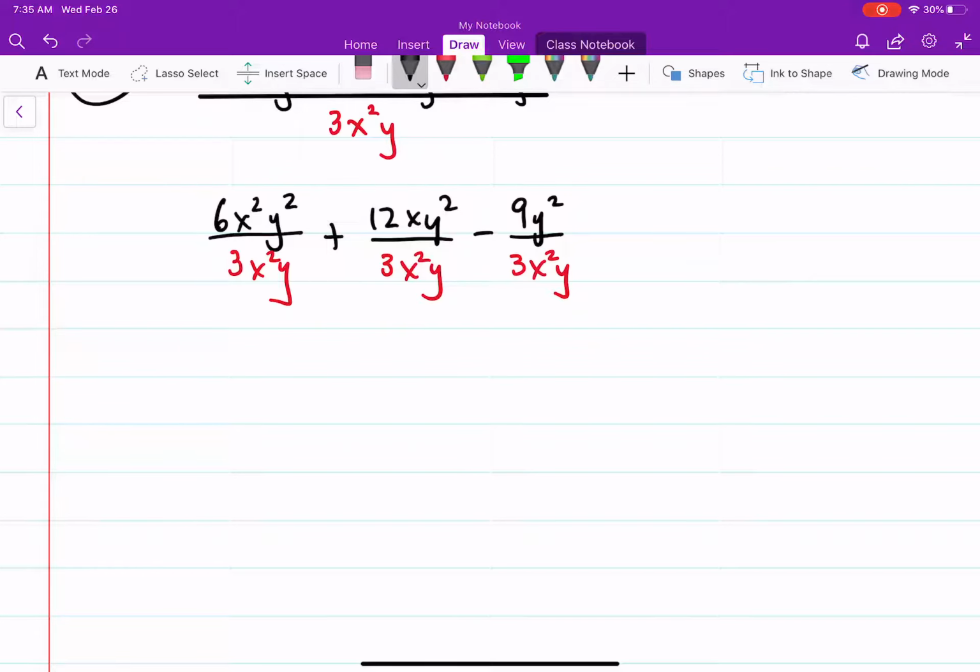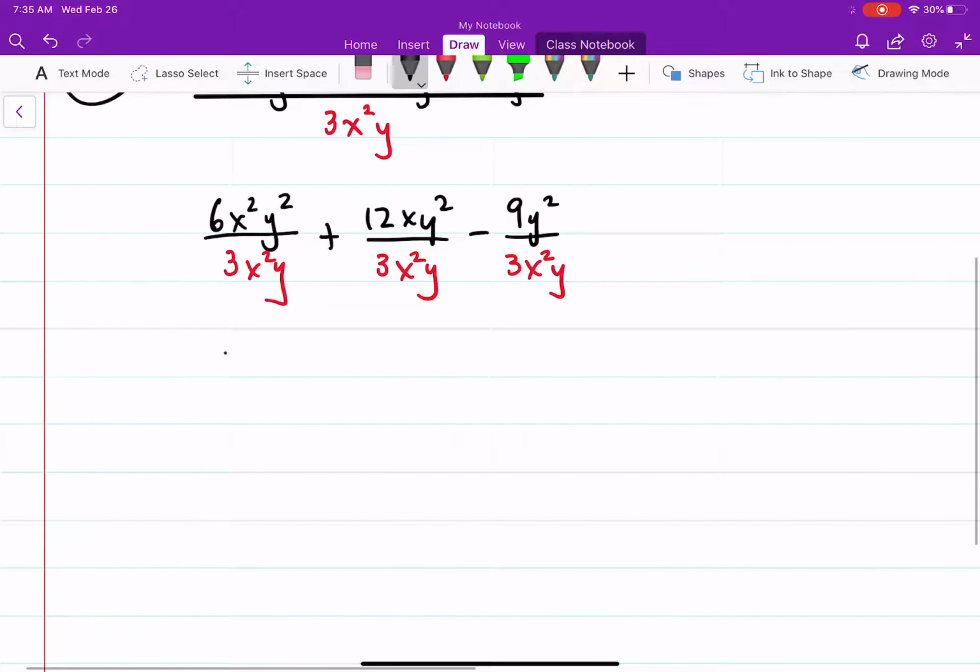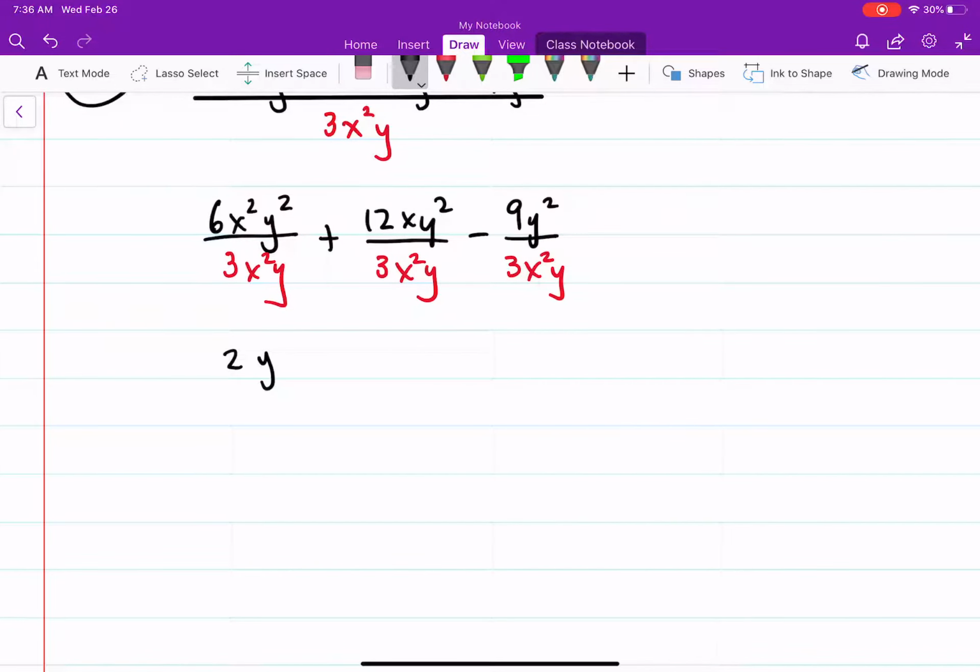So 6 divided by 3 is 2. X squared divided by x squared would be 1. And y squared divided by y would be left with just y. Plus 12 divided by 3 is 4. We have an x on top and 2 x's on the bottom. One of the x's cancel. I'm left with an x on the bottom. I have 2 y's on top, 1 y on the bottom. So we're going to have a y left on top.